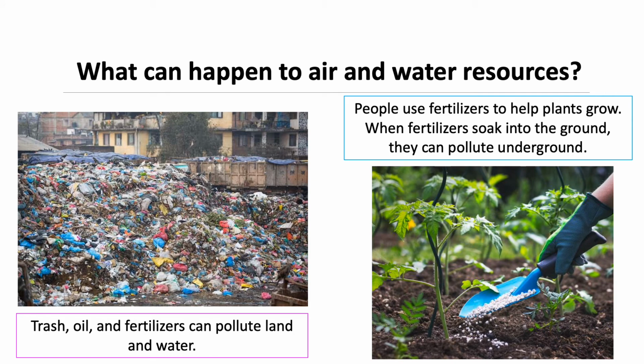People cause pollution too. When people burn fossil fuels, they pollute the air. Trash, oil, and fertilizers can pollute the land and water. People use fertilizers to help plants grow. When fertilizers soak into the ground, then the ground is polluted.